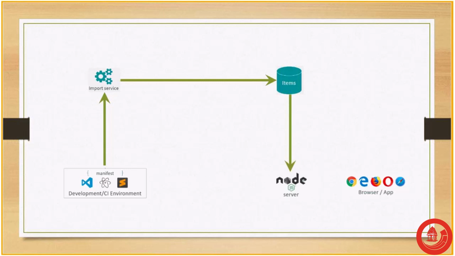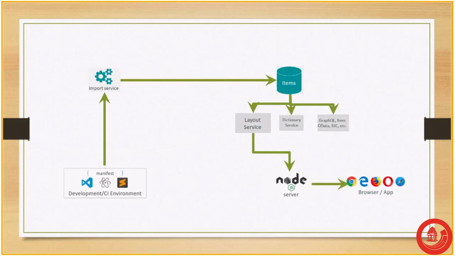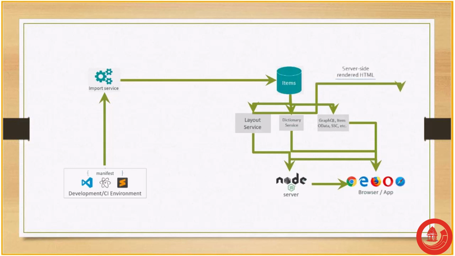Node gets the data from Sitecore through a service called layout service. The received data is then sent to the browser. We also have a dictionary service and a GraphQL service from which the data can be rendered to the browser on the client side. In order to adapt to JavaScript-disabled browsers, Sitecore JSS also has a Node view engine which does the server-side rendering to the browser.